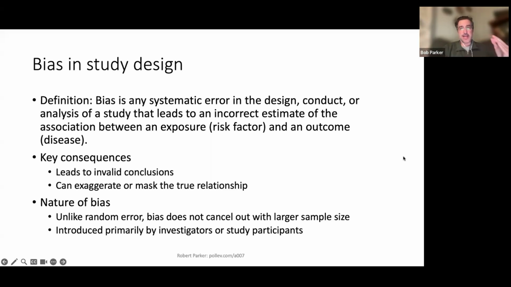And it can either exaggerate or mask that true relationship between the exposure and the outcome. And the nature of bias is unlike random error, which might happen because you have a small sample size. When you have a larger sample size, bias doesn't just go away. That inherent problem doesn't go away. And it's introduced primarily by us, the investigators, or by our study participants.